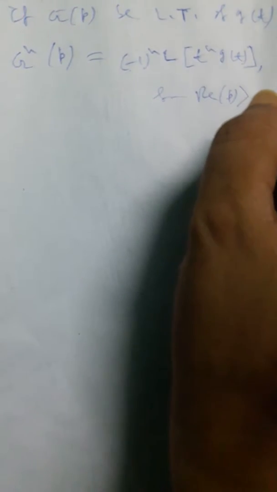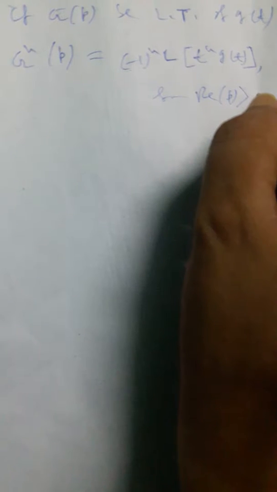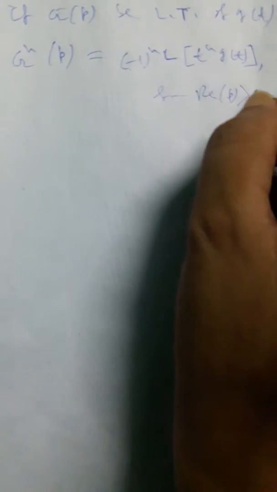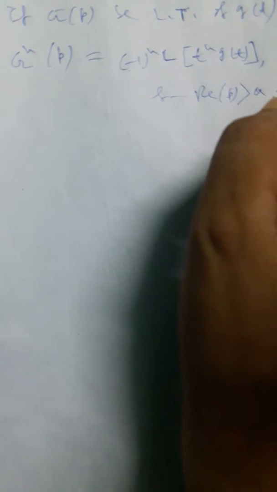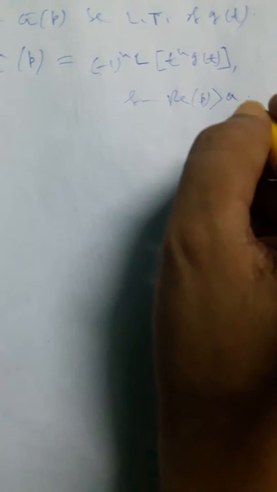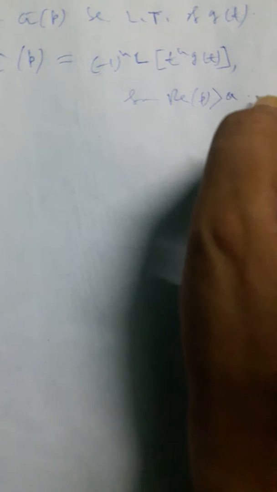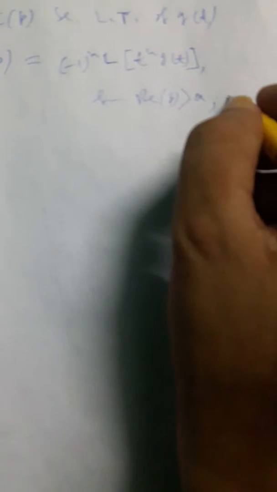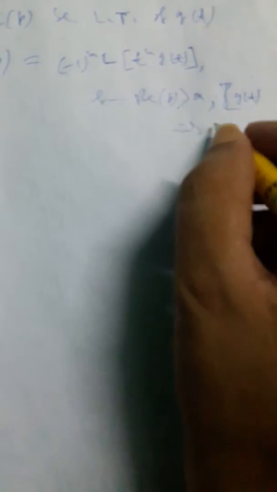This is a condition, but we simply prove it without rigorous analytical treatment, for real p greater than some constant a. That's the exponential order e to the power at. If g(t) is piecewise continuous and g(t) is of exponential order a, that is, of order e to the power at as t tends to infinity, that's why this a will come.